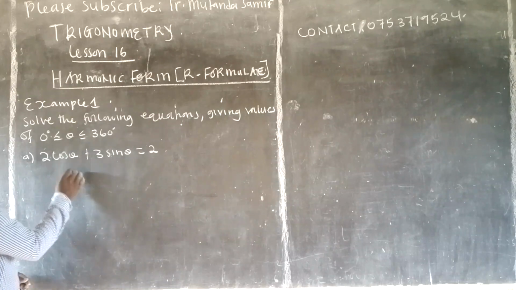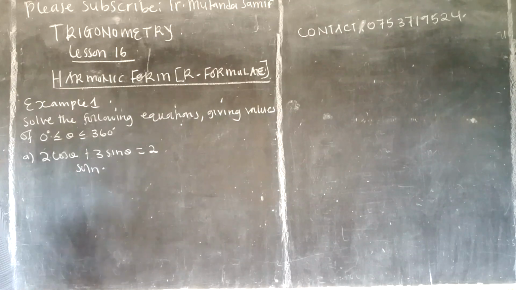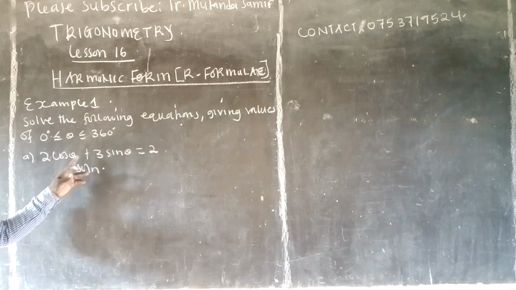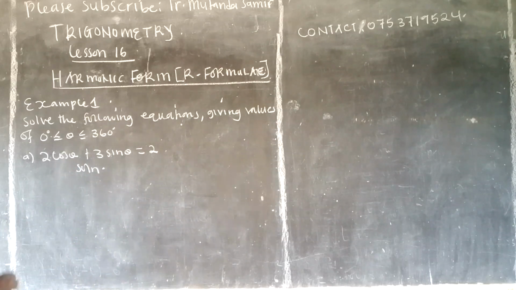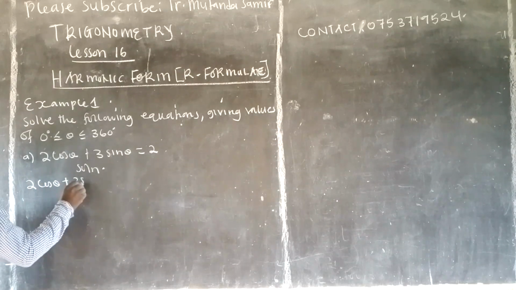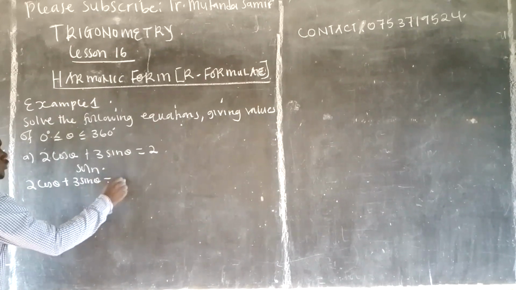We shall now say for this solution, they say solve the following equations, giving values of theta between 0 and 360. That's what they want. Now I have 2 cos theta plus 3 sin theta. So in our solution, I'm going to use the R formula: 2 cos theta plus 3 sine of theta, which is equal to 2.